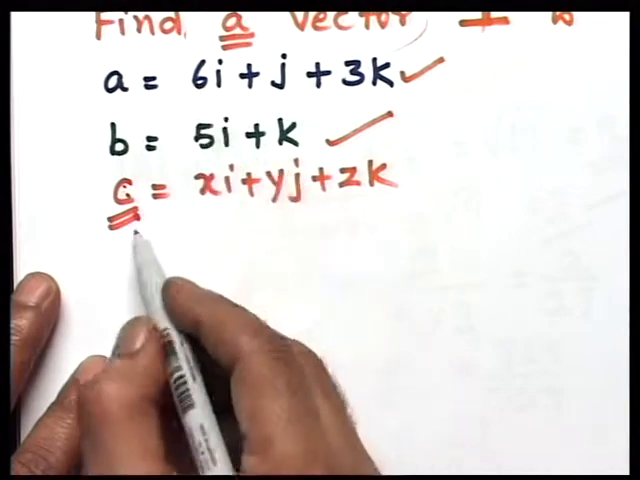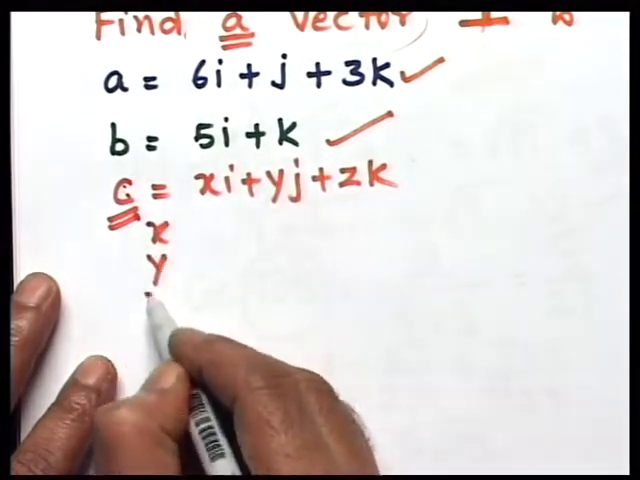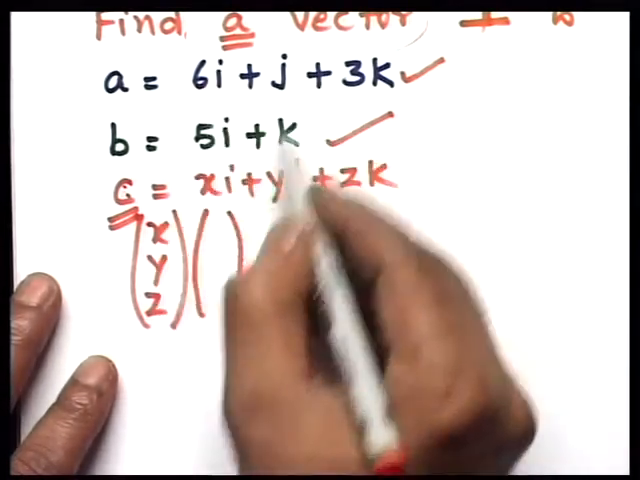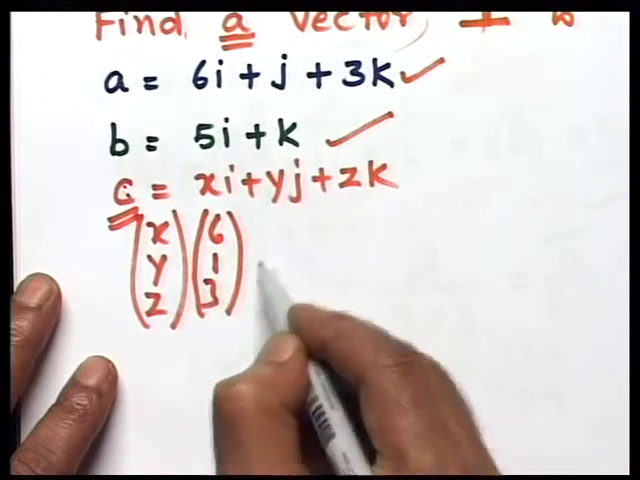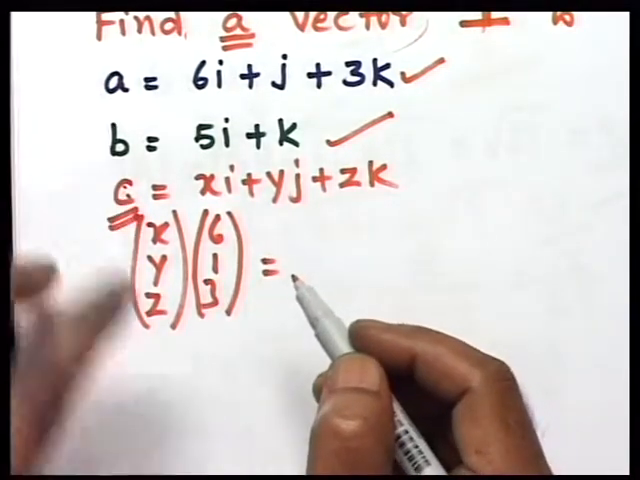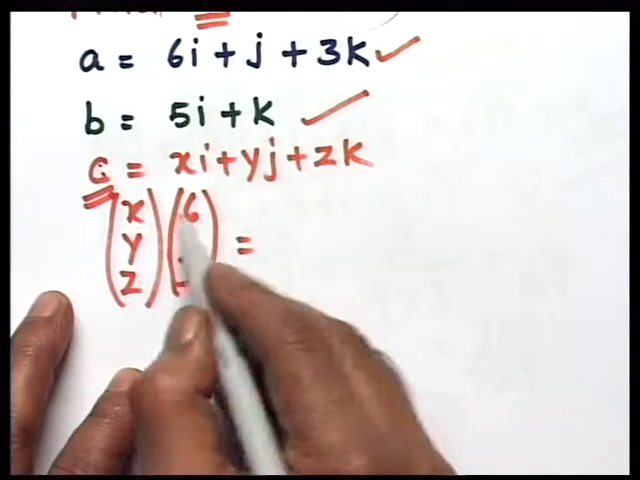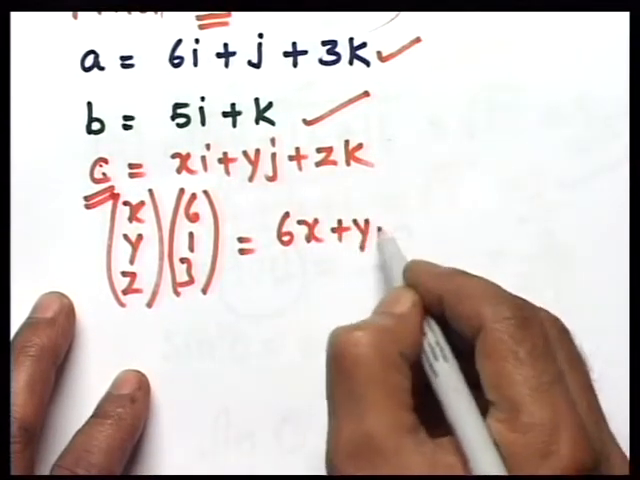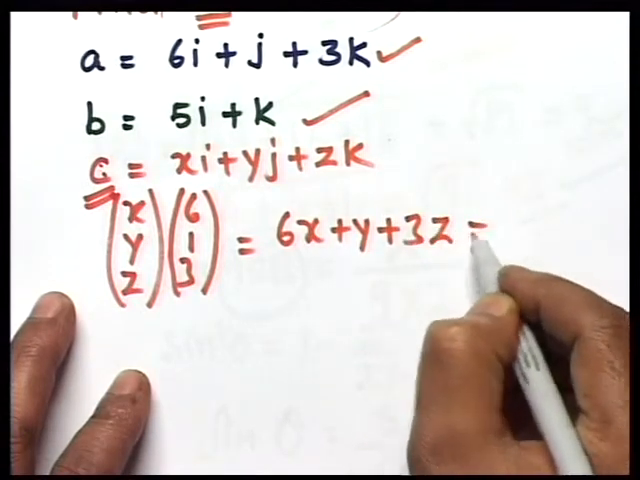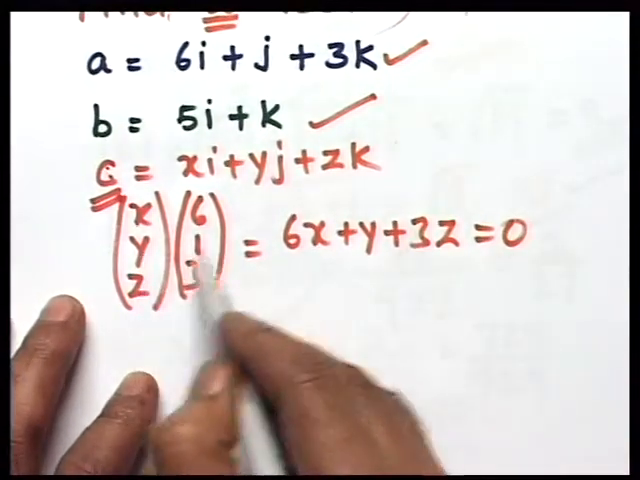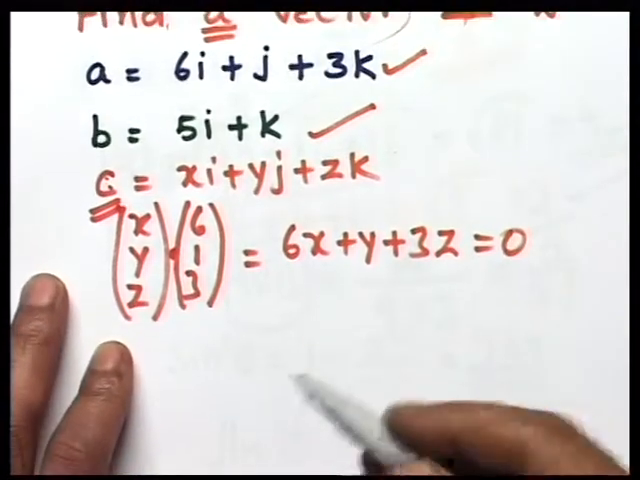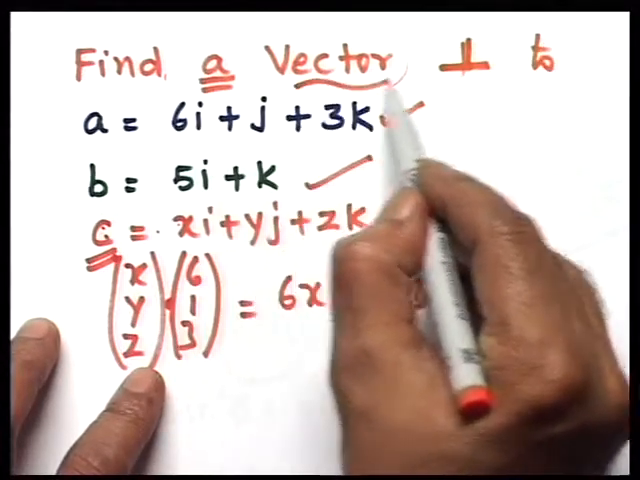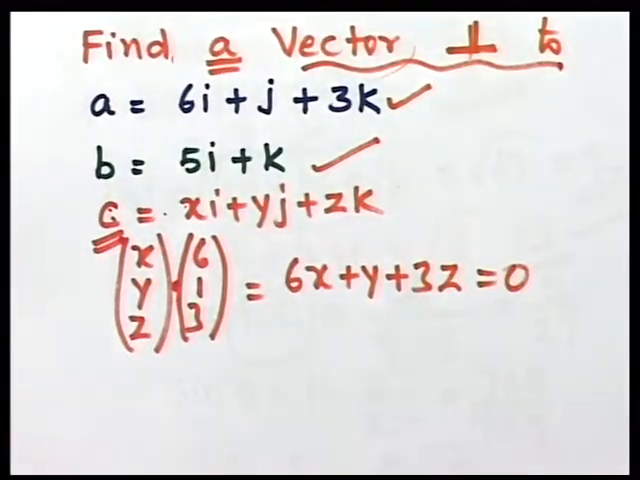So we write x, y, z as a column vector, because it's the first question, we'll go slow. A is 6, 1 and 3. A dot C or C dot A, it's still the same. If you multiply those two, we are supposed to get 0. So 6x plus y plus 3z is equal to 0. The dot product must be 0 because the angle between them is 90. The question only said that. All right, that's the first one.